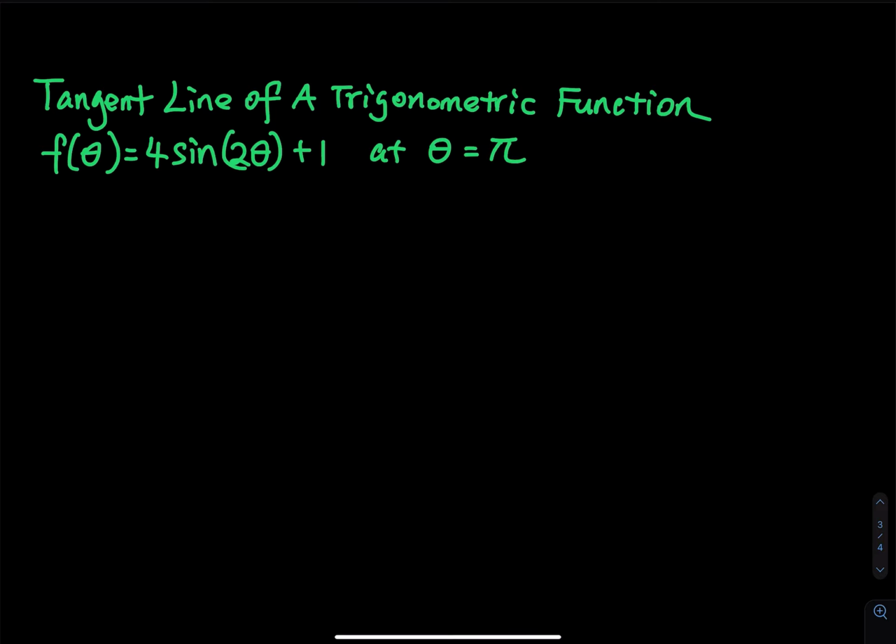I want you to find the equation of the tangent line to the given trigonometric function f of theta equals 4 times sine of 2 theta plus 1 at the indicated value. So we have theta equals pi.